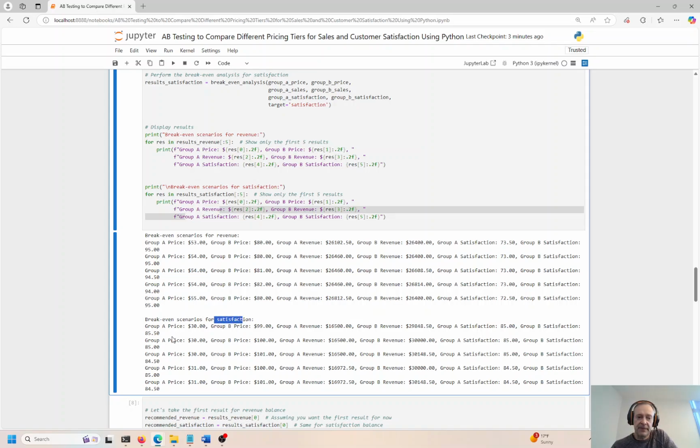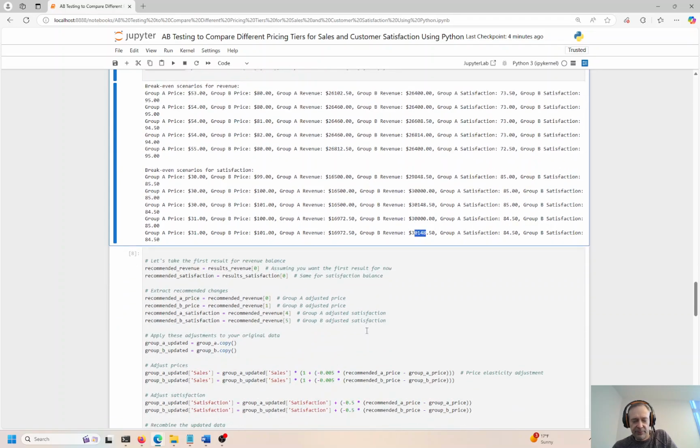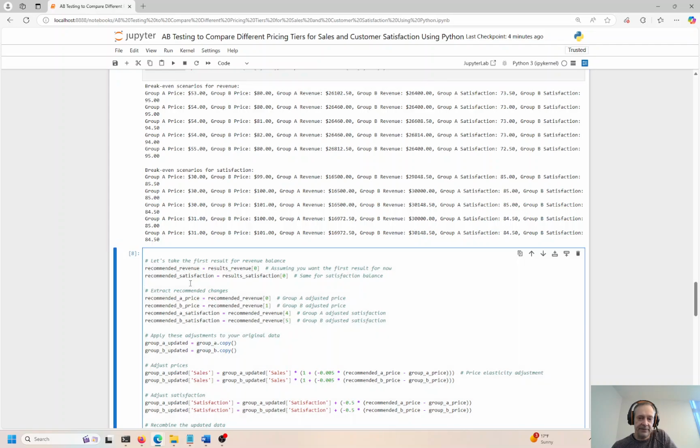This is satisfaction for A of 30, B of 99, A 30, 31, so it hovers around 30. B is about 199 to 101, and Group B revenue is 16.5, 16.9 down here. And the fifth scenario, Group B is 29,000, 30, 30, 30, 30,100. Okay, so they're pretty close, pretty tight. So we really have to do a little bit more analysis to see if the investment is worth the payoff, right? As you get more bang for the buck with scenario A or scenario B.